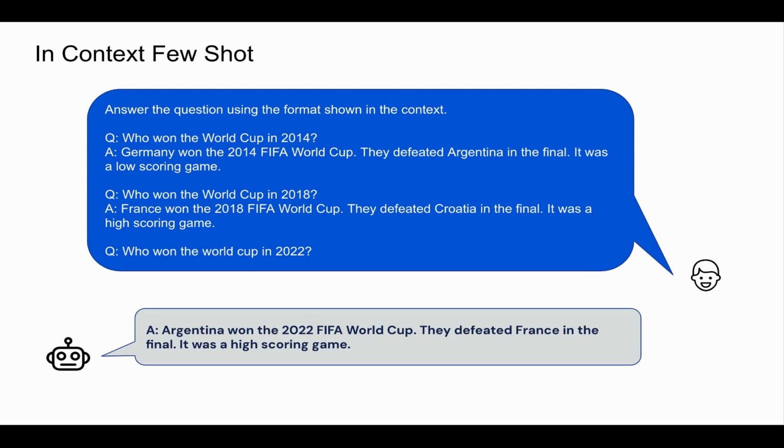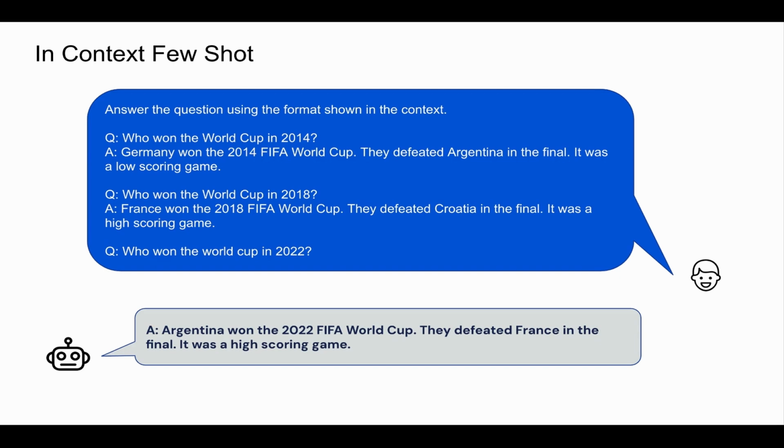The first one is called in-context few-shot learning. Same as before, the content in the blue box is the prompt. The question I have in mind is who won the World Cup in 2022, and I want it to be answered in a certain format. So I didn't just simply ask the question. I tell the LLM to answer the question using a specific format, and then I gave two examples of question and answer, and then the LLM will answer the question with the right content in the right format.